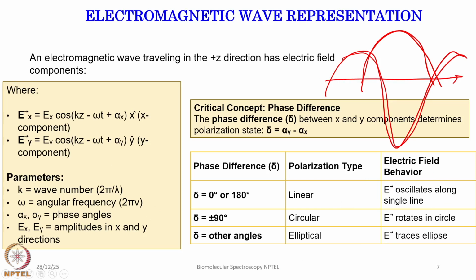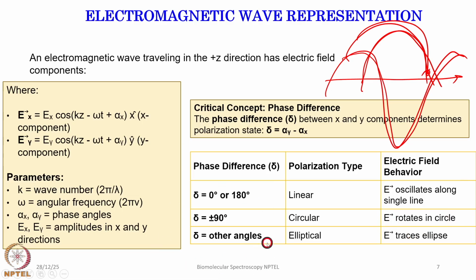But if the phase difference is 90 degrees, it means one is going like this and then another starts. So, that is a 90 degree phase difference. That will be circularly polarized light. That means our E vector is rotating in a circle, right, it is rotating in a circle.